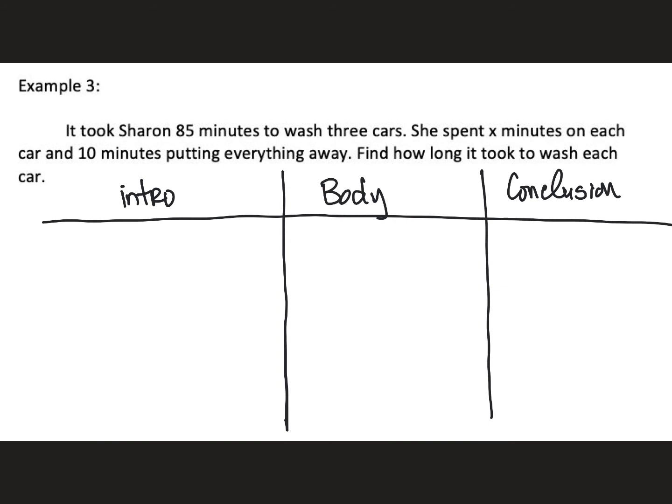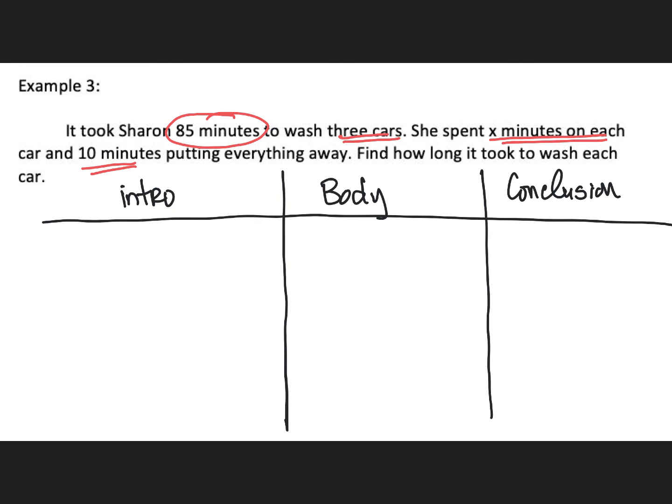It took Sharon 85 minutes to wash 3 cars. She spent X minutes on each car and 10 minutes putting everything away. Find how long it took to wash each car. So let's circle and annotate some information. So we have 85 minutes total, right? And we have 3 cars, X minutes on each car, but we also have 10 minutes to put everything away.